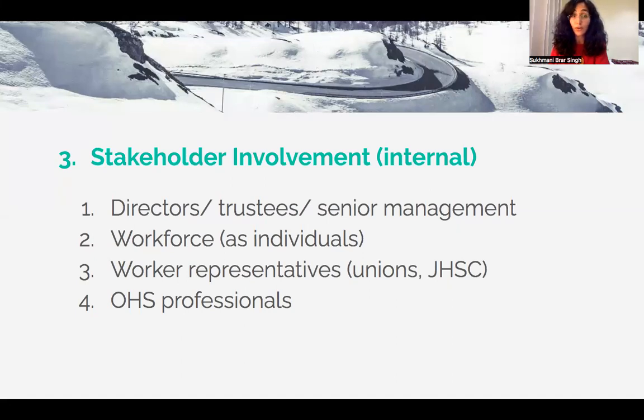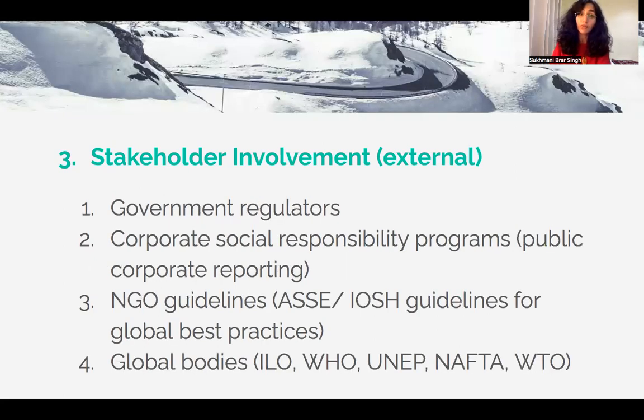So you want to involve your internal stakeholders, and this includes the directors, trustees, and senior management. You want to have the workforce or the employees involved in your safety management system. You want to have unions and GHSAs involved, joint health and safety committees, as well as the OHS professionals. There are also external stakeholders that can impact a safety management system, and this can include government regulators, corporate social responsibility programs, so public corporate reporting, NGO guidelines for industry best practices that are done globally, and you would want to implement that into your safety management system.